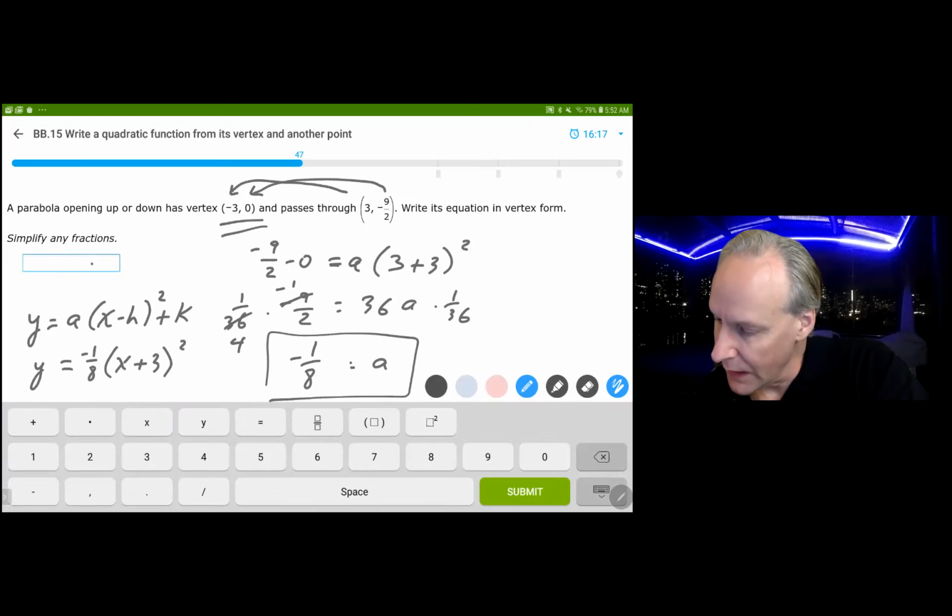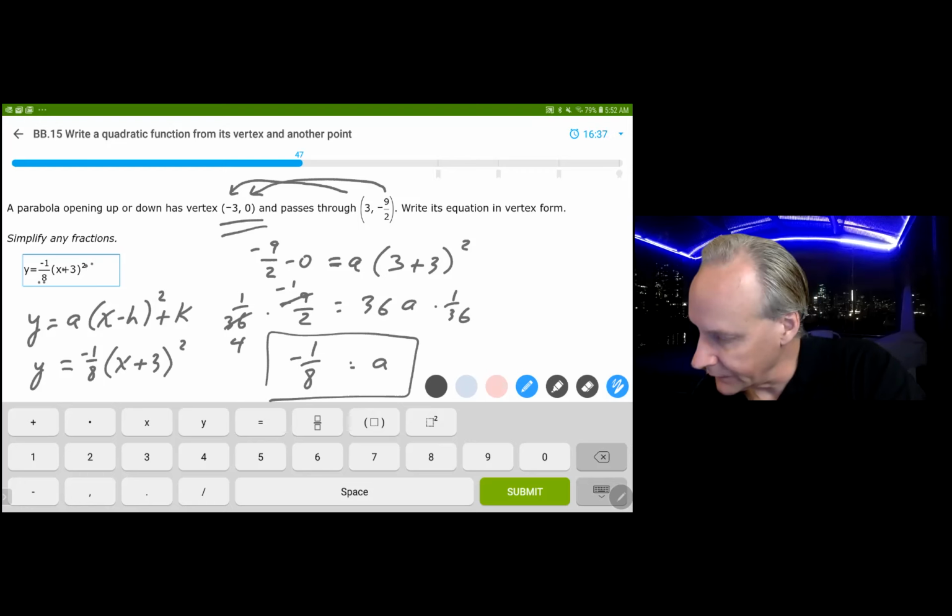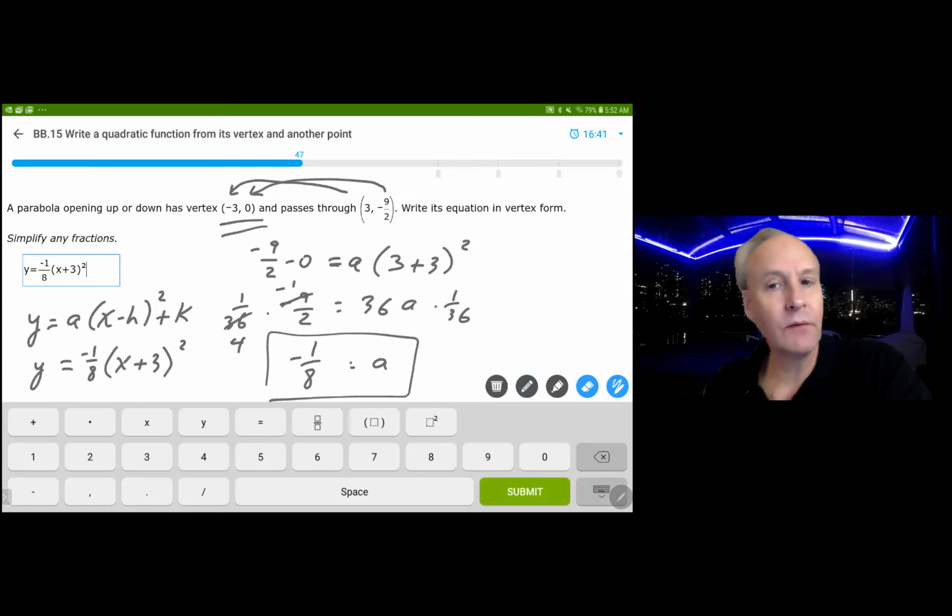So we've got y equals, we have a fraction, negative 1 over 8, and then we have to put in our (x plus 3) squared, and I think we're done. So let's take a look at it and see how pretty it looks here. Okay, so we've got negative 1/8 as our stretch factor or our compression factor.